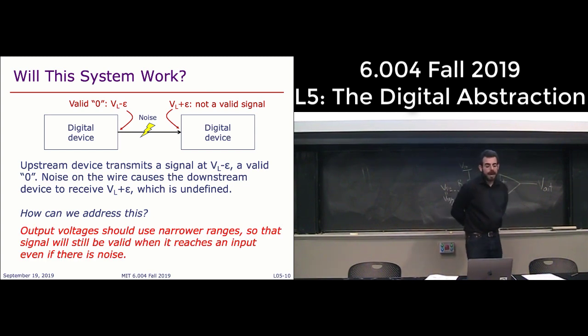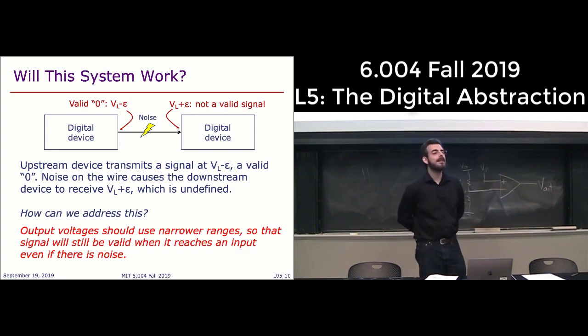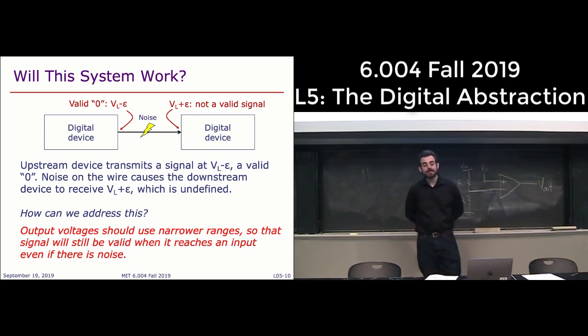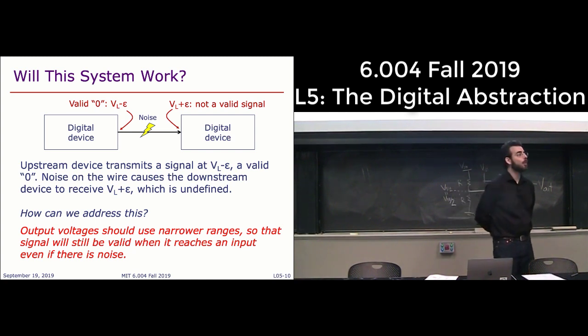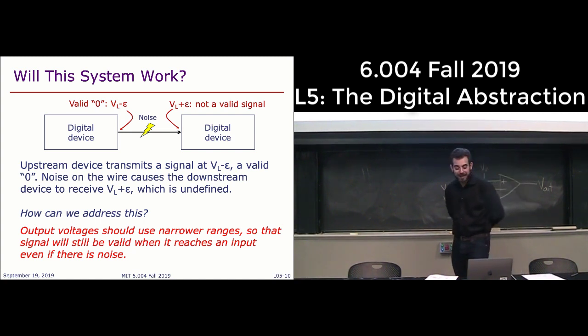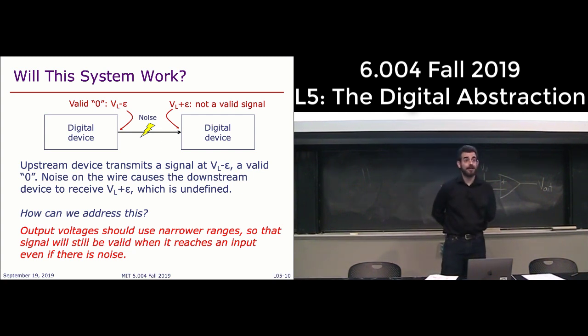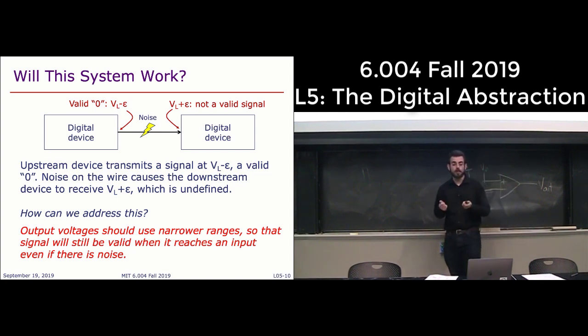So basically, output voltages should use narrower ranges. You want a valid output 0 to be a lower voltage than what a valid input 0 is, and you want a valid output 1 to be a higher voltage than the lowest voltage an input will recognize as a valid 1. Is that clear? Essentially, we're creating now two different specifications for outputs and inputs.